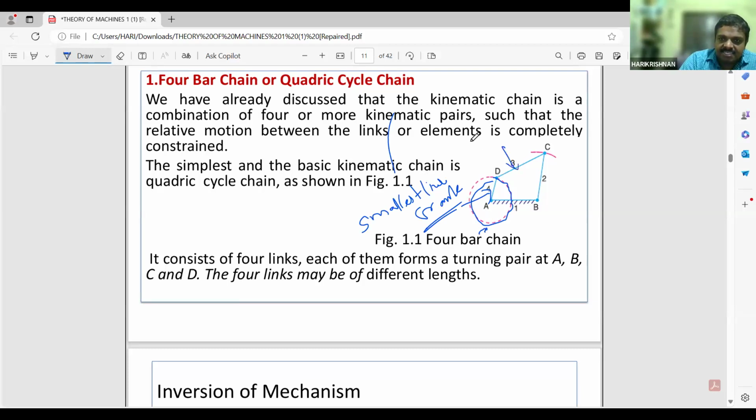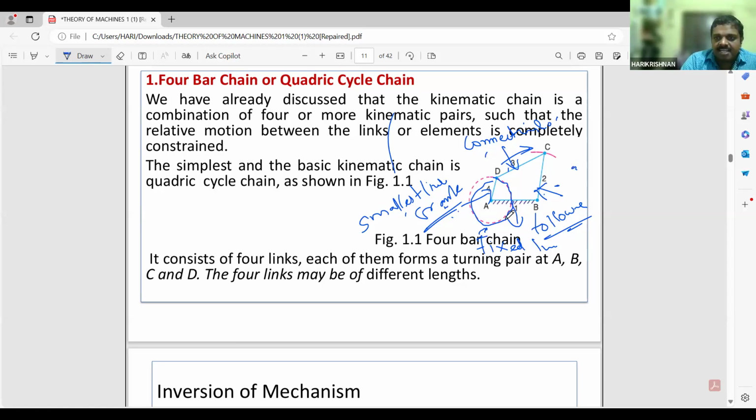This DC is known as the connecting rod. So this will slide and it will move BC. BC is known as the follower. So this is the crank. This one is the fixed link. Next is the smallest link, which is known as the crank. Then the connecting rod and the follower. The connecting rod will transmit motion from the crank to the follower. Now it's clear.